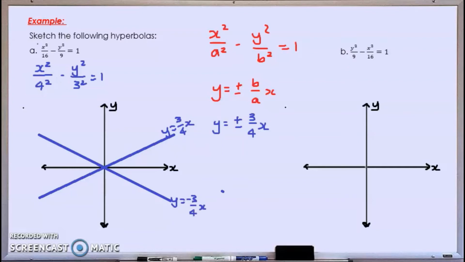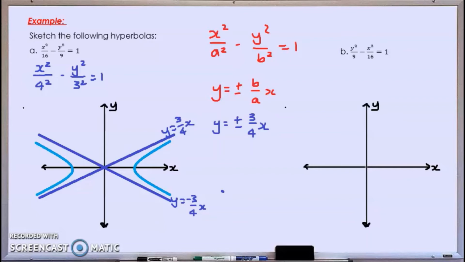And then for this case, when the x term comes before the y, the x is positive, the y term is negative. That means my hyperbola is to the left and to the right of the asymptotes, which means it's going to look something like this. So that's one of them, and the other side will look something like that. And so that's my hyperbola here with this format.